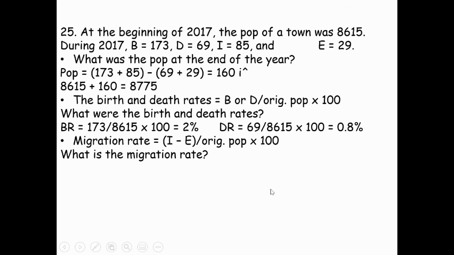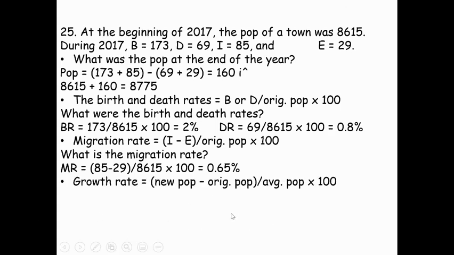Next question. Migration rate is equal to immigration minus emigration divided by the original population times 100. What is the migration rate? If it's a positive migration rate, that means your immigration is higher. If you have a negative migration rate, that means your emigration is higher. Showing you the answer in 5, 4, 3, 2, 1. All right. So it is 0.65%, which means we have more immigration than emigration.